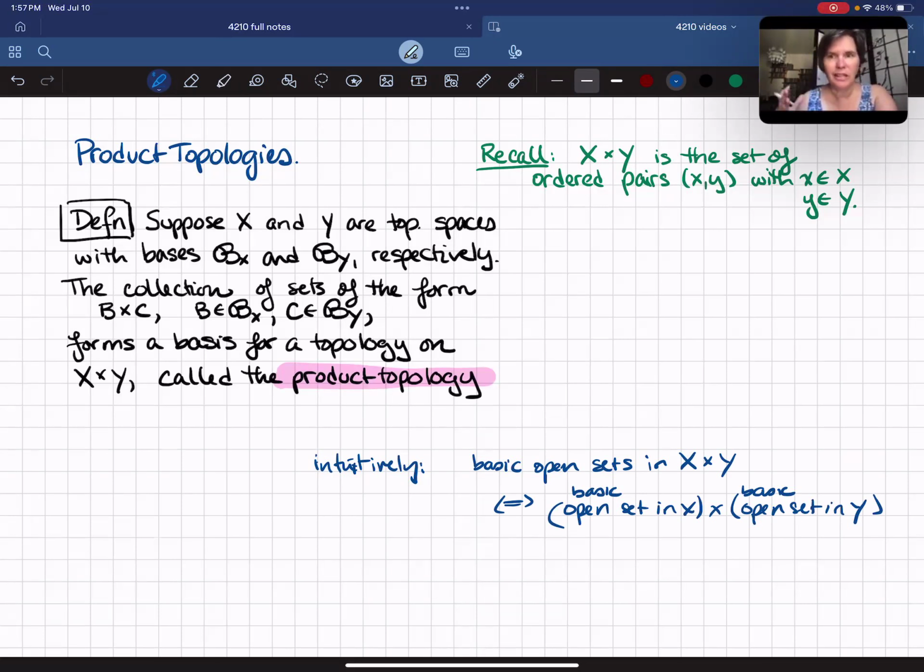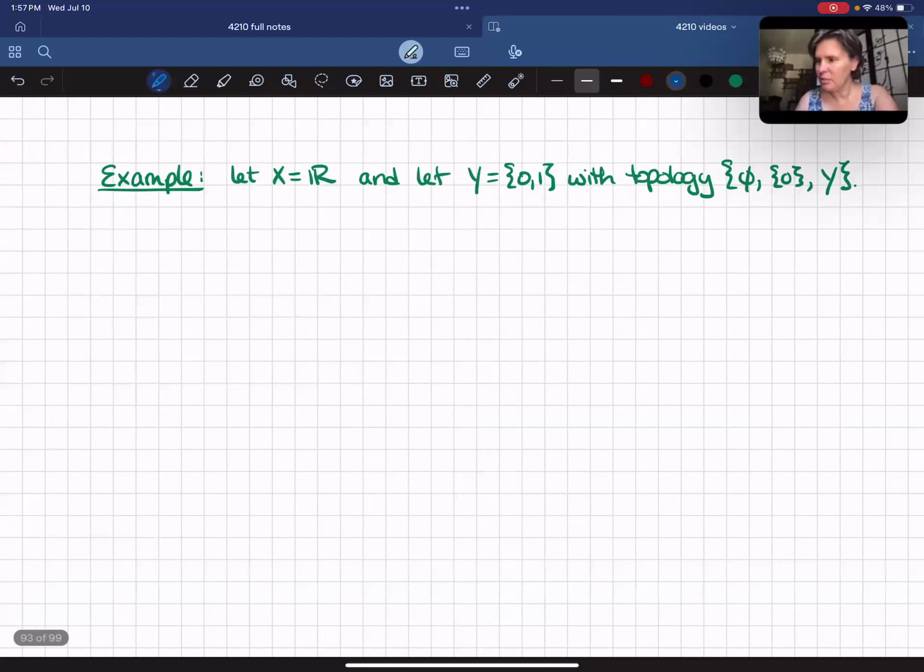Let's do an example. So the first example I want to think about is, let's suppose that X is the real line with the standard topology. And we'll let Y be the set {0, 1} with a topology where the open sets would be the empty set, the singleton {0}, and then the whole space Y. Okay, so how do we picture X cross Y?